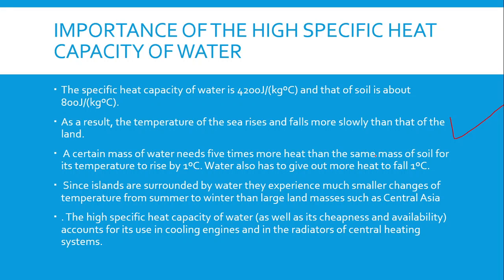Since islands are surrounded by water, they experience much smaller changes of temperature from summer to winter than large land masses such as Central Asia. So that's a really good example to understand how the high specific heat of water can really impact such huge temperature or weather changes. The high specific heat capacity of water, as well as its cheapness and availability, accounts for its use as a coolant in engines and in radiators or central heating systems.